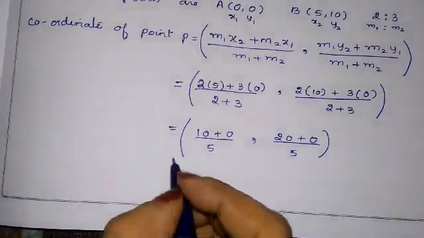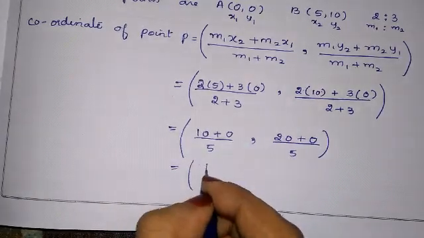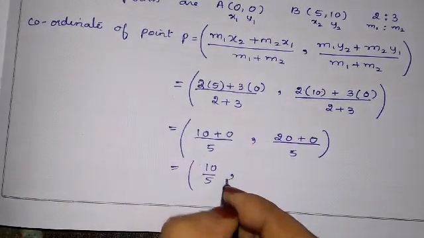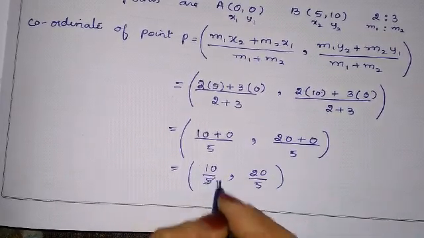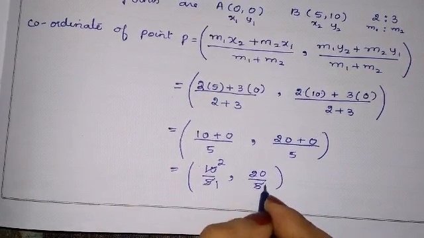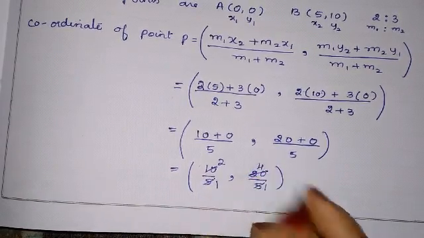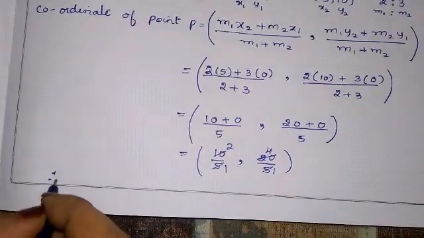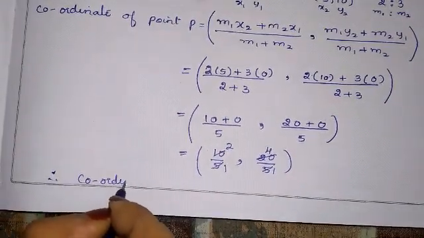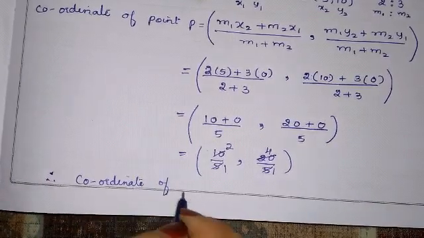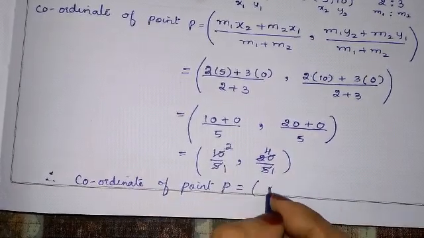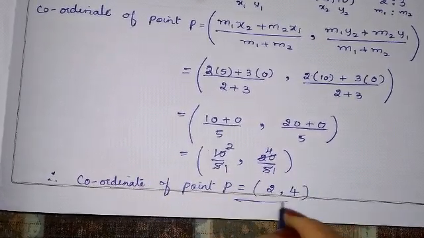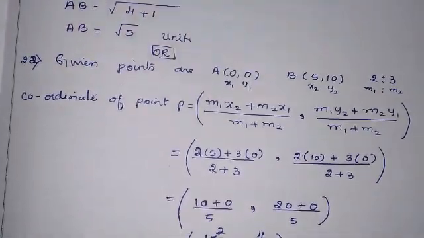Here what we have to solve is 10 plus 0 is 10 by 5, 20 plus 0, 20 upon 5. 5 ones are 5, 5 twos are 10, 5 fours are 20. Therefore, coordinates of point P is equal to (2, 4). This is the answer. Okay. Let us see the next question.